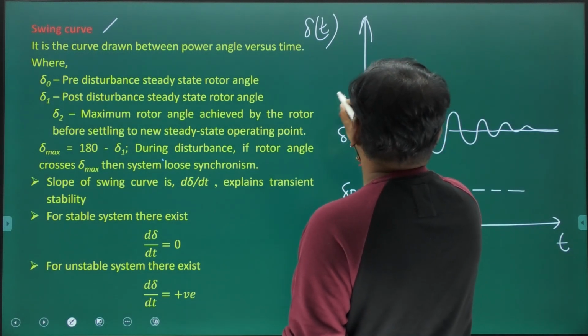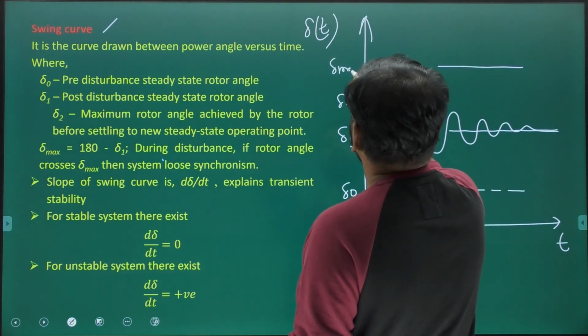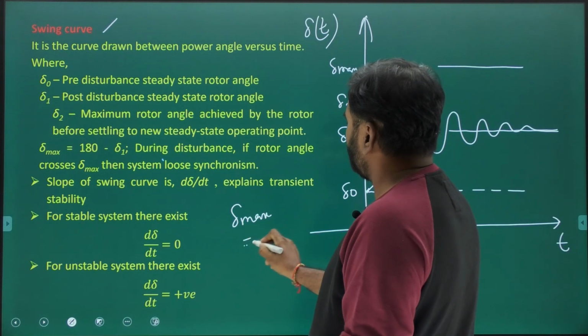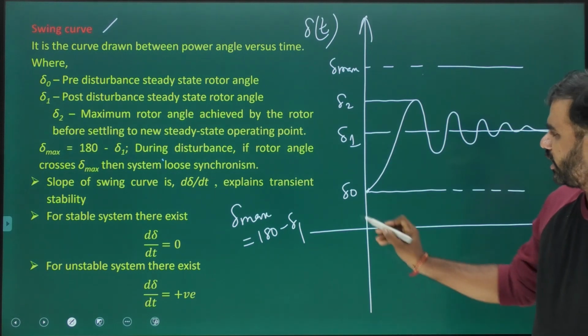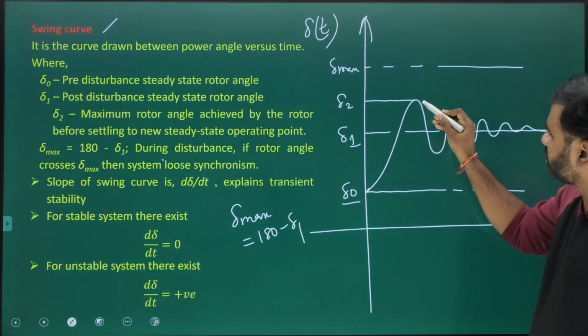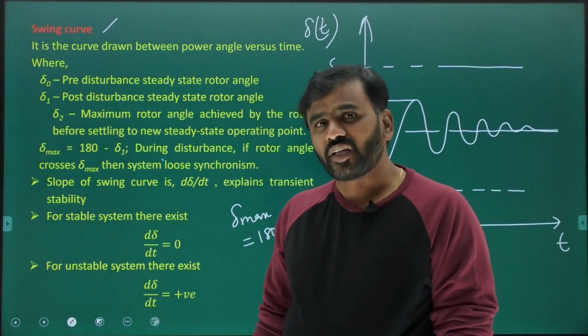Now this is delta 2, and similarly there exists a delta max. That delta max is equal to 180 minus delta 1. The idea is very simple here. Initially the rotor angle is delta naught, followed by a large disturbance. If the rotor angle increases and then starts decreasing, that's enough to conclude the system is stable.